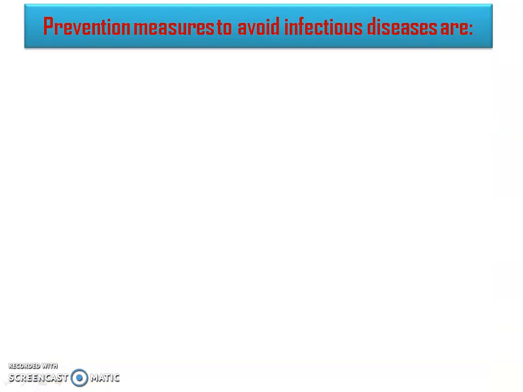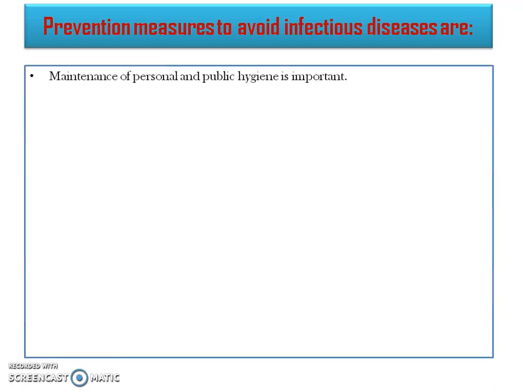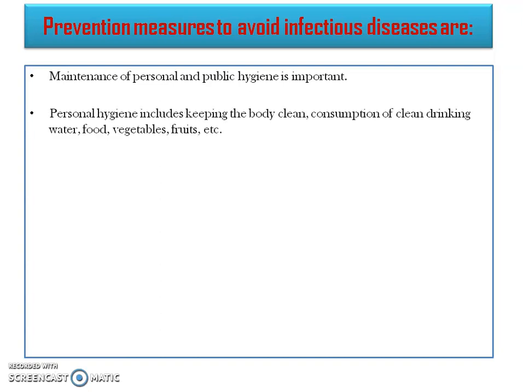Okay. So now we are going to study the preventive measures to avoid infectious diseases. The first one is maintenance of proper personal and public hygiene, which is very important to avoid different types of infectious diseases. That is, we should be hygienic in each and every aspect. The next is to maintain proper personal hygiene, that is, hygiene at the individual level, which includes keeping our body clean and consuming clean drinking water along with clean and properly washed food materials.